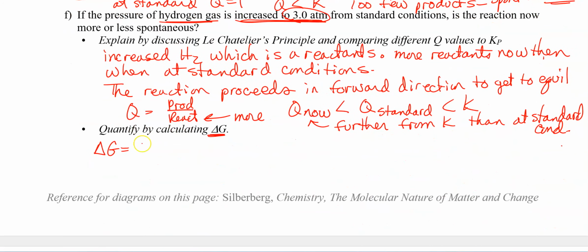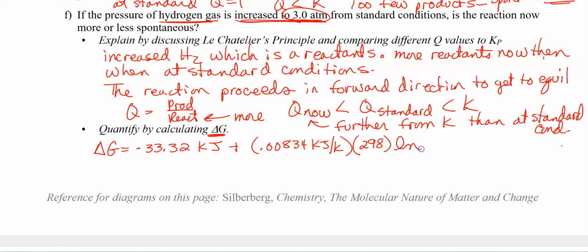Okay, delta G naught is our negative 33.32 kilojoules plus RT, so 0.00834. Again, make sure you have kilojoules per Kelvin. There's per mole in there too, I'm just not writing that in. And the temperature is 298. All of this has been at 25 degrees Celsius, I think we said in the beginning of the question. And then ln of Q.